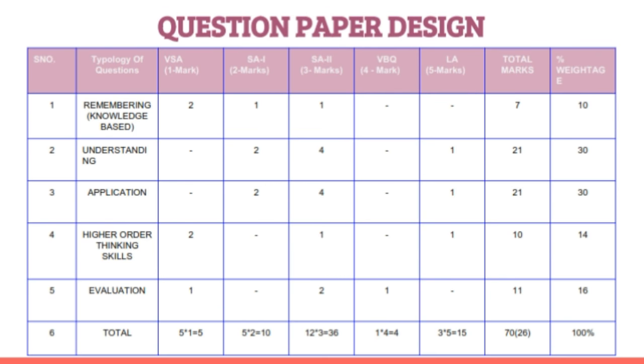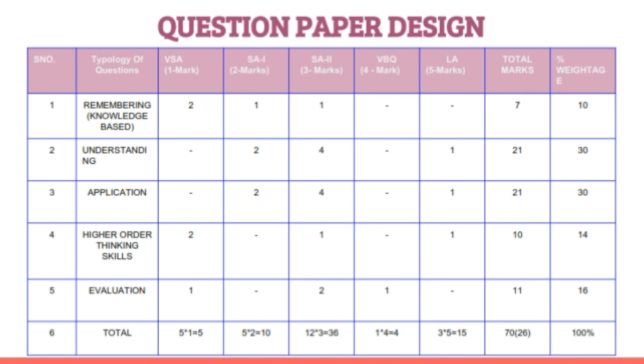Now, let us discuss how the question paper is designed. The question paper is designed based on 5 parameters. The first one is remembering, that is knowledge based. The second one is understanding. The third one is application. The fourth one is higher order thinking skills, and the last one is evaluation.